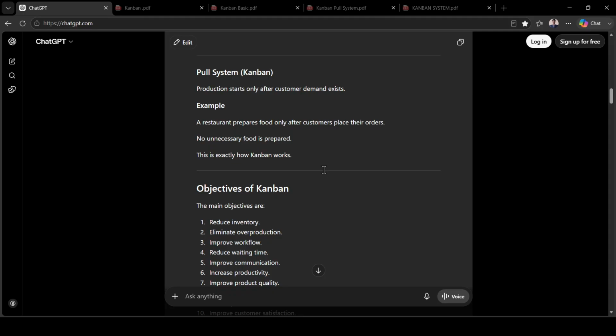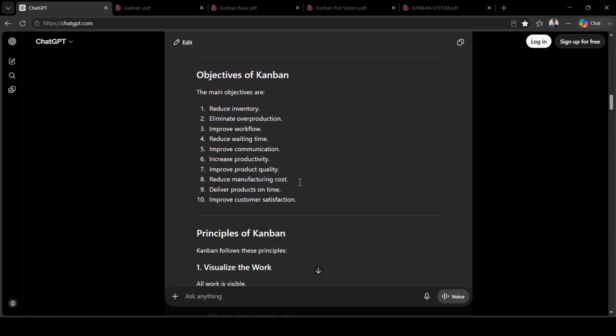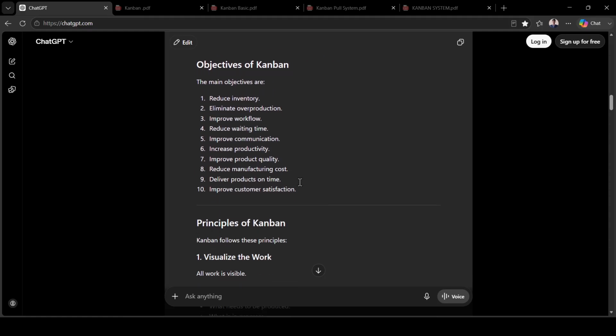The objective of Kanban. The main objectives are: reduce inventory, eliminate overproduction, improve workflow, reduce waiting time, improve communication, increase productivity, improve product quality, reduce manufacturing cost, deliver products on time, and improve customer satisfaction.